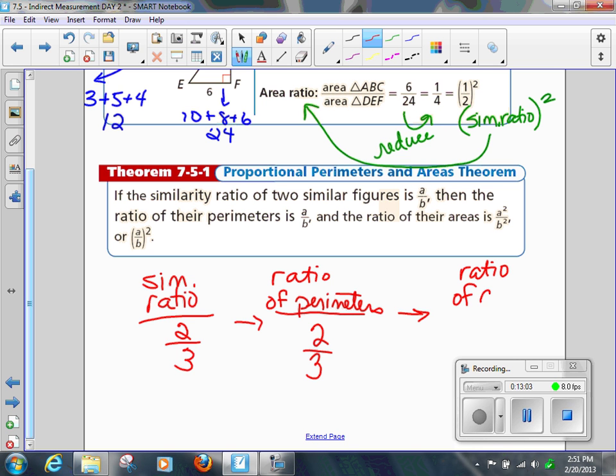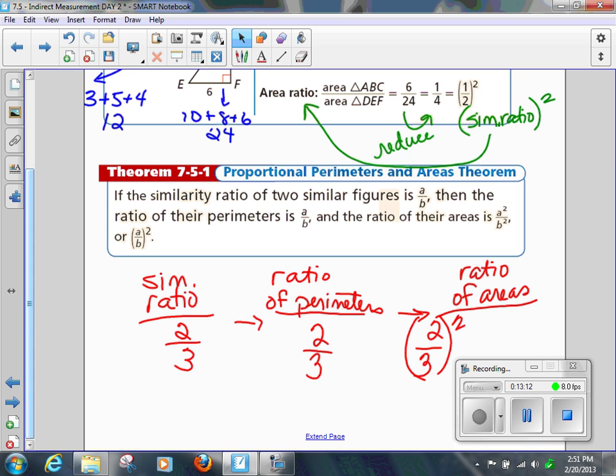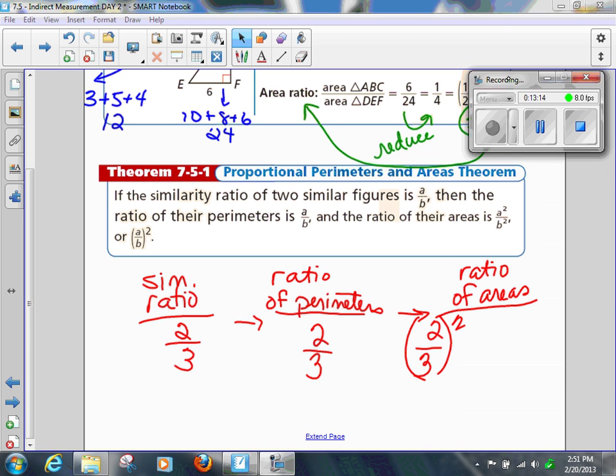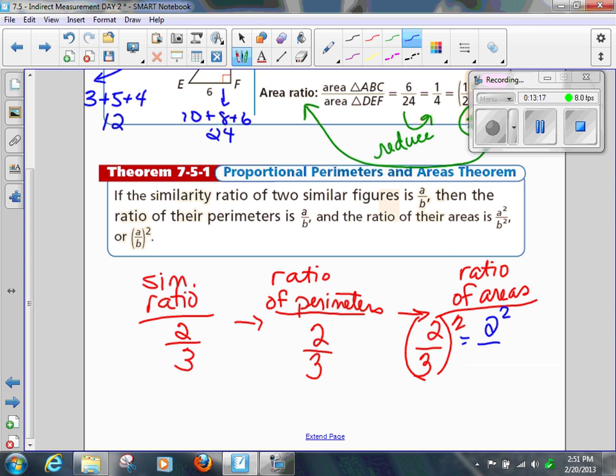Which means the ratio of the areas is going to be that thing squared, which is 2 squared over 3 squared, which is 4 over 9. You guys see that? That's what that theorem says. The similarity ratio is equivalent to the perimeter ratio. And if you take that ratio and you square it, then you will have the ratio of the areas of the polygons, whatever they are. Triangle, square, rectangle, whatever. Okay?